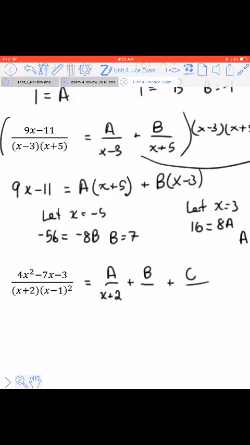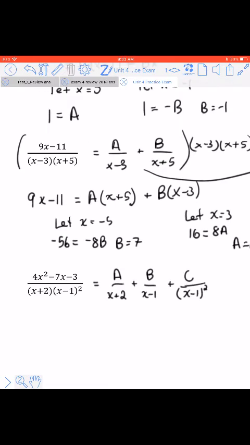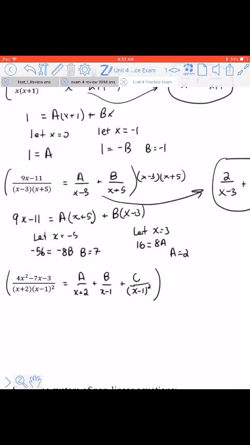So remember what you do with repeated factors. The first time you write it is just a factor, x minus 1. If it repeats once, then you have to write it again to the second power. And then we proceed just like in part A and part B. The next step is going to be multiply by the lowest common denominator, which is x plus 2, and then x minus 1 squared.